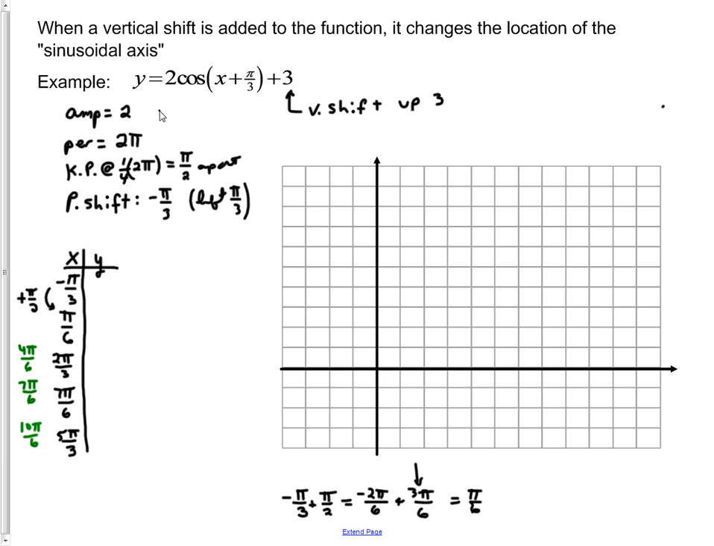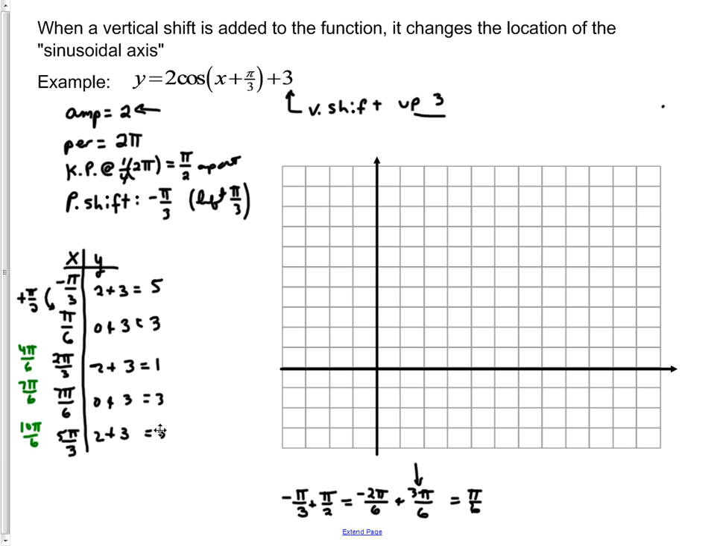Now, as to the y values, we're doing two things. Remember that we've got an amplitude of 2, so what that would normally do for a cosine is that everything would pass through 2, 0, negative 2, 0, and 2, but remember that we're shifting everything up by 3, so we're going to add 3 to each and every y value that we had before. So our new cycle's y values, going along with the amplitude, are going to be 5, 3, 1, 3, and then back up to 5.